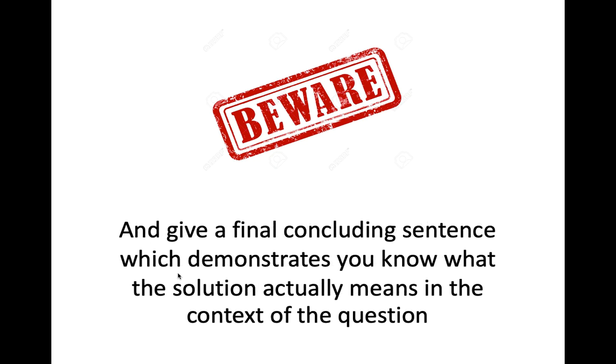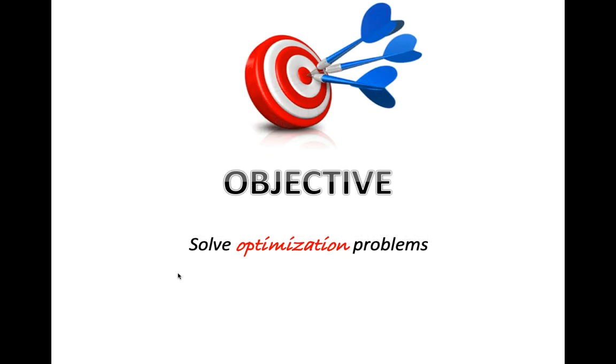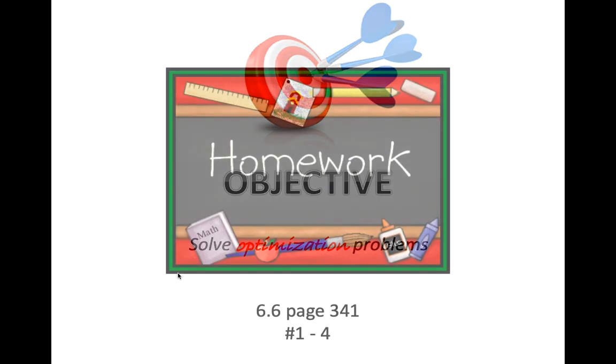And always give a final concluding sentence that demonstrates you know what the solution actually means in the context of the problem. Don't forget to do that. It's a very crucial part. Okay, so there you have it. That's solving optimization problems. Do make sure that you take time to do the homework.